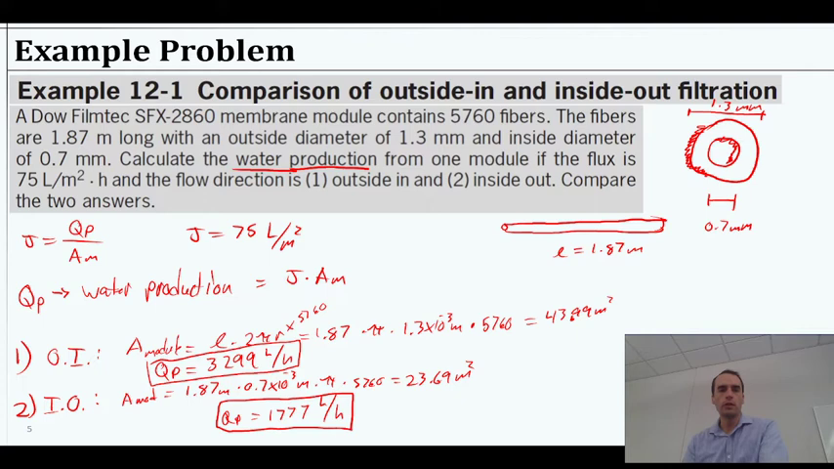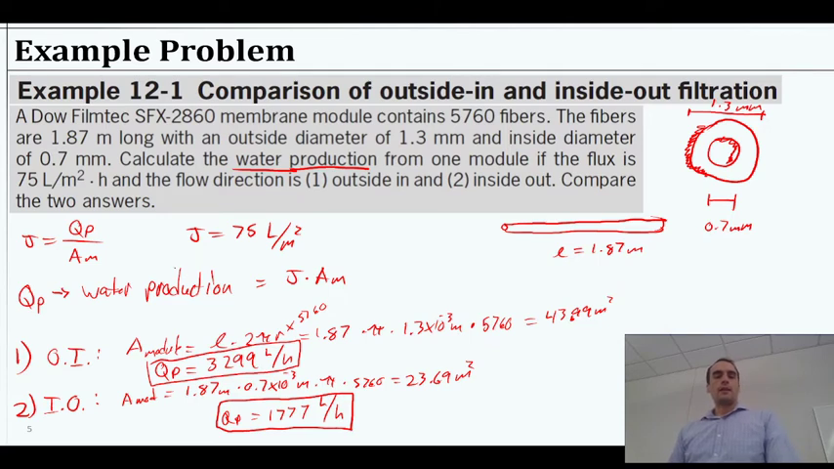So as you see, I've worked it out here. Essentially, we need to take these hollow fibers, find the surface area of one of them, multiply that across the 5,760 of them in our module, and apply that total module surface area to our flux, which was 75 liters per square meter, to get our water production. So that's our flux times the area. As long as we have everything in meters, we can get an answer in liters. But the surface areas need to be in meters.